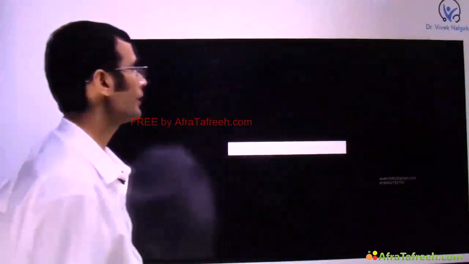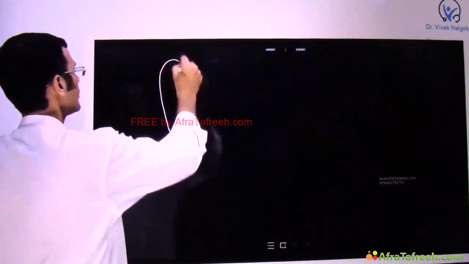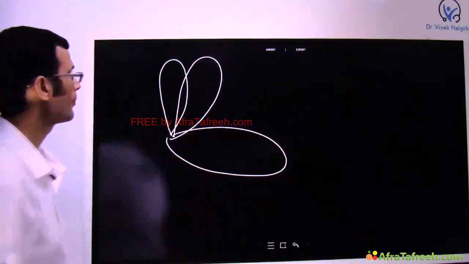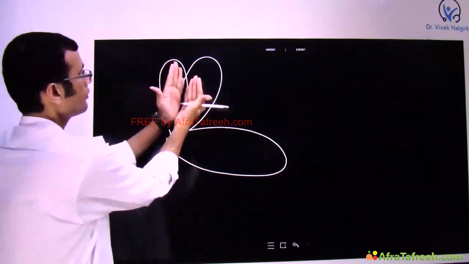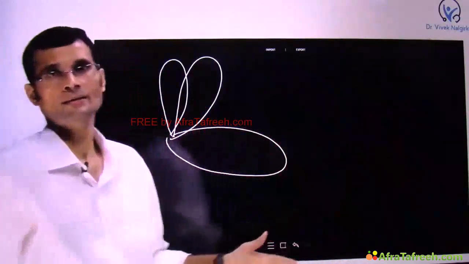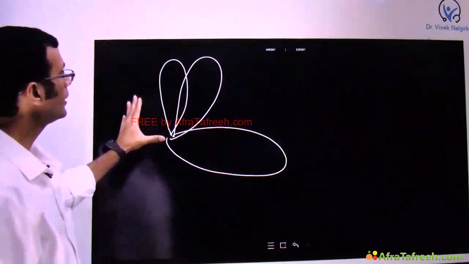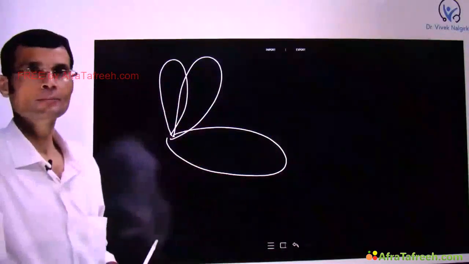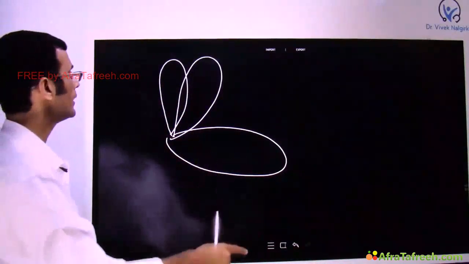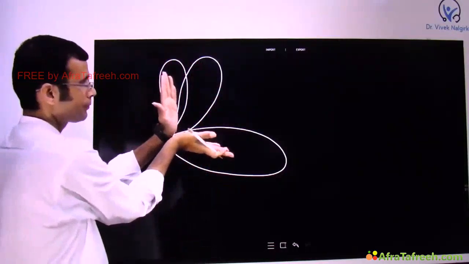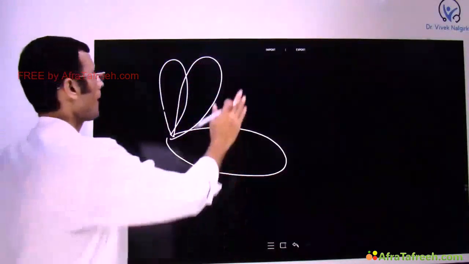Finally, angular rotation is detected by the semicircular canals. There are three semicircular canals: anterior vertical, posterior vertical, and horizontal. They represent three planes in space. They are all at right angles to each other.